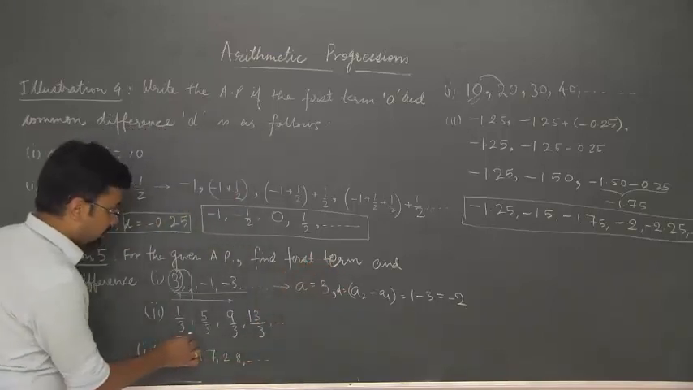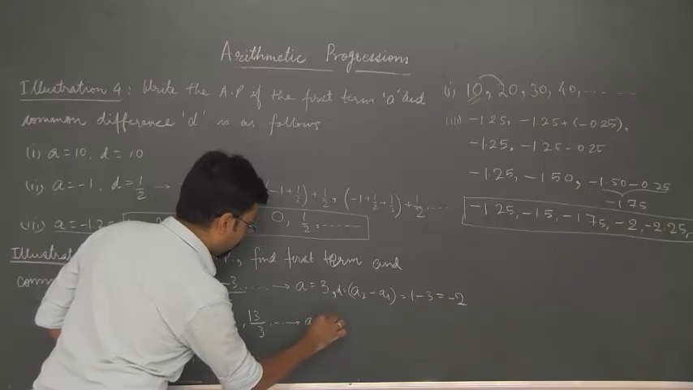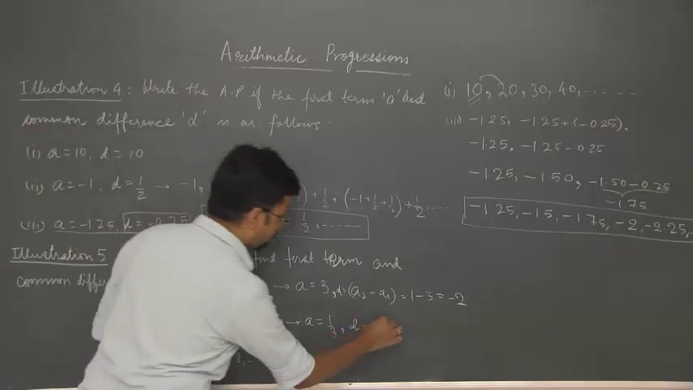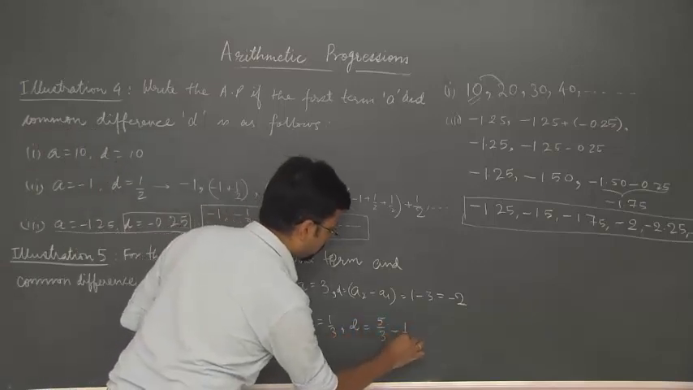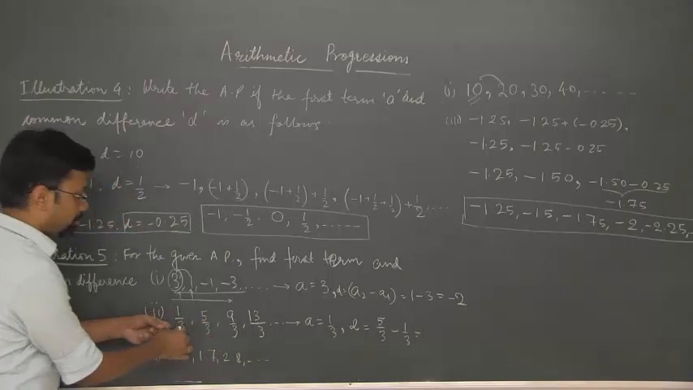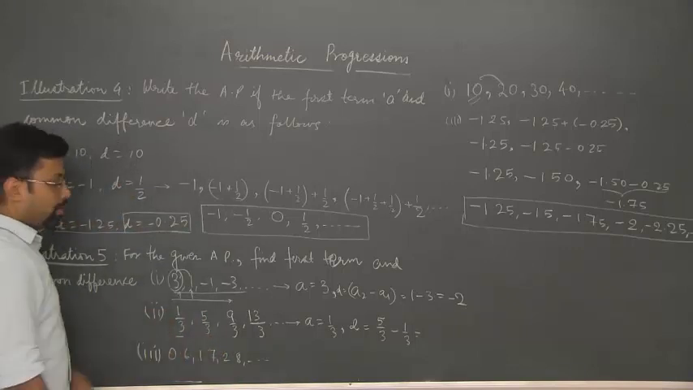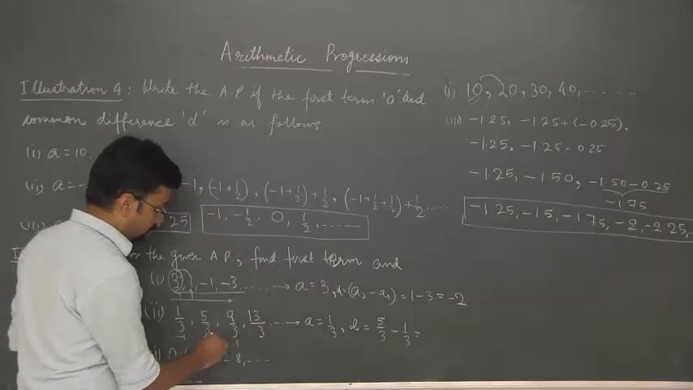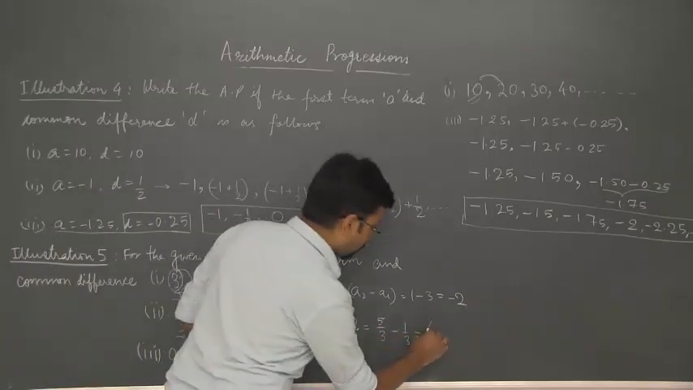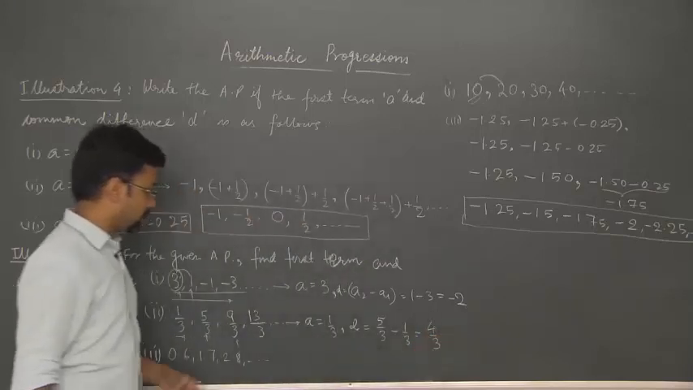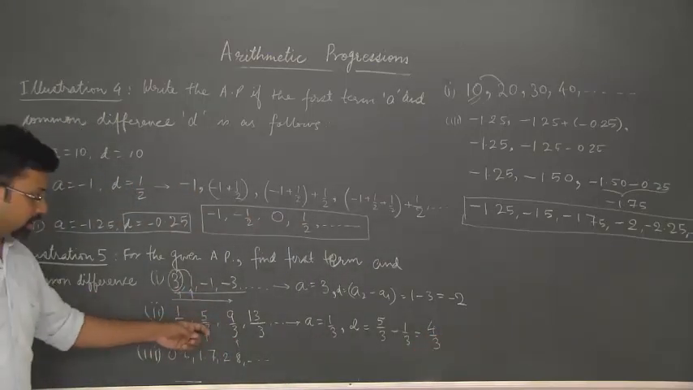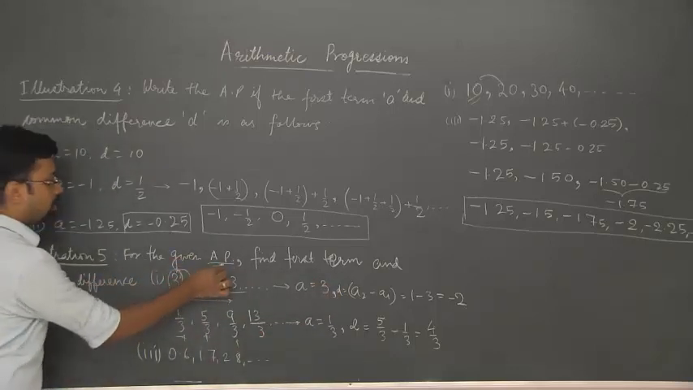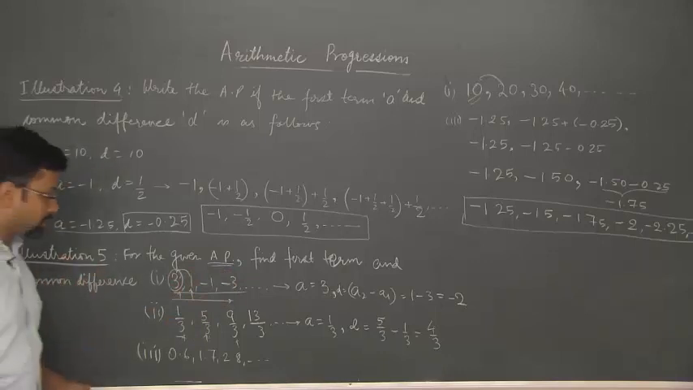Now in this particular case, A would again be 1 by 3. And what would be the common difference? The common difference can be obtained by subtracting any two consecutive numbers, higher term minus the lesser term. So second term minus first term or third term minus second term, anything you can do. So we get 4 by 3 as the common difference. You take any of these succeeding terms, the difference would always be 4 by 3, since it is given that all the given sequences are in AP. So you need not check it.